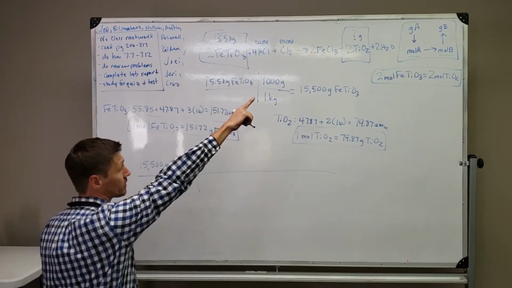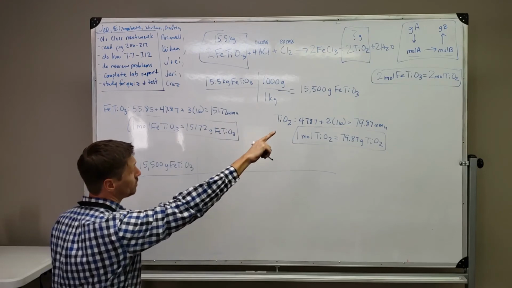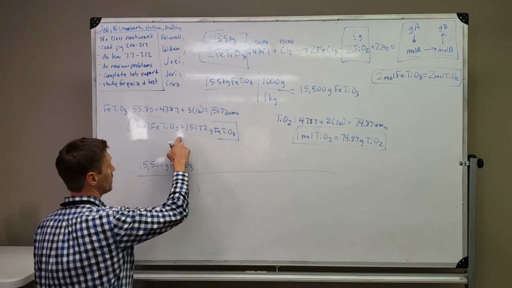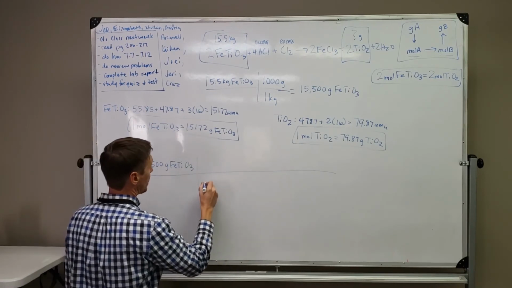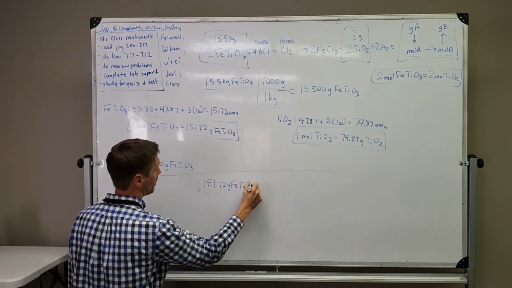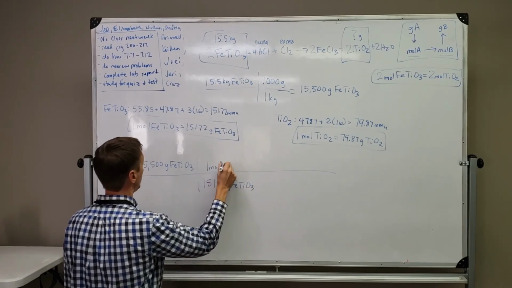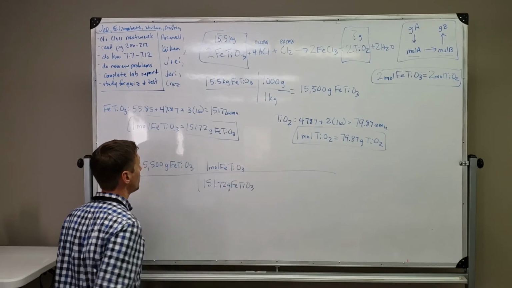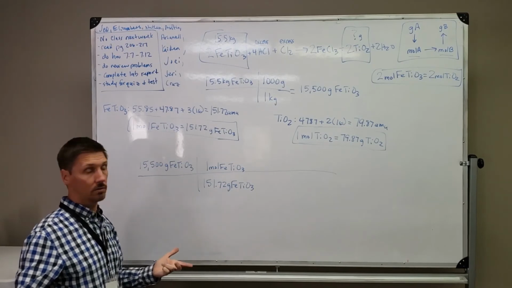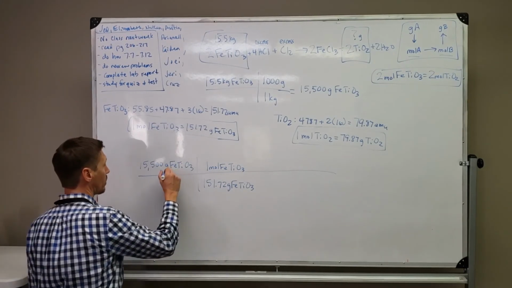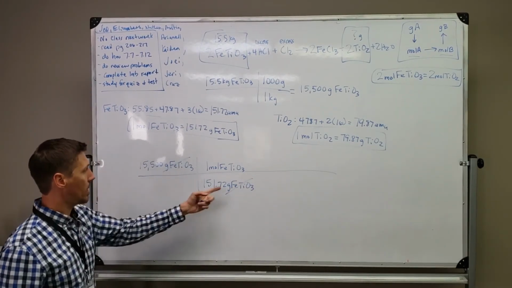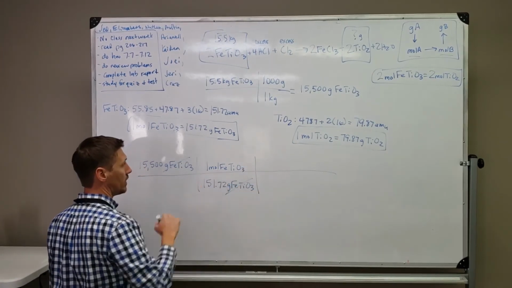So I start with grams of substance A, and I convert from that to moles of substance A. So here's my relationship between grams and moles of FeTiO3, so I'm going to use that. I put grams on the bottom, 151.72 grams of FeTiO3, and I put moles on the top, 1 mole of FeTiO3. I figured out which one to put on the top and the bottom based on what I was converting to. So when I do that, grams of FeTiO3 cancel out on the top and the bottom, and I'm left with moles of FeTiO3.